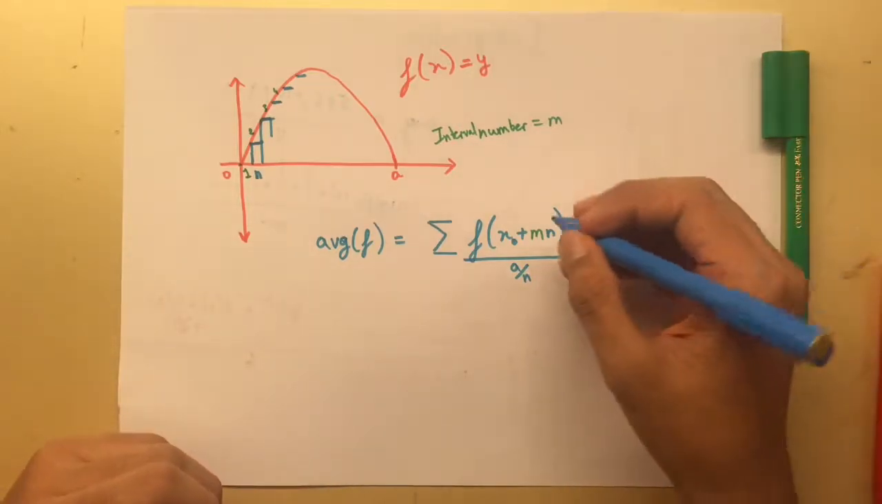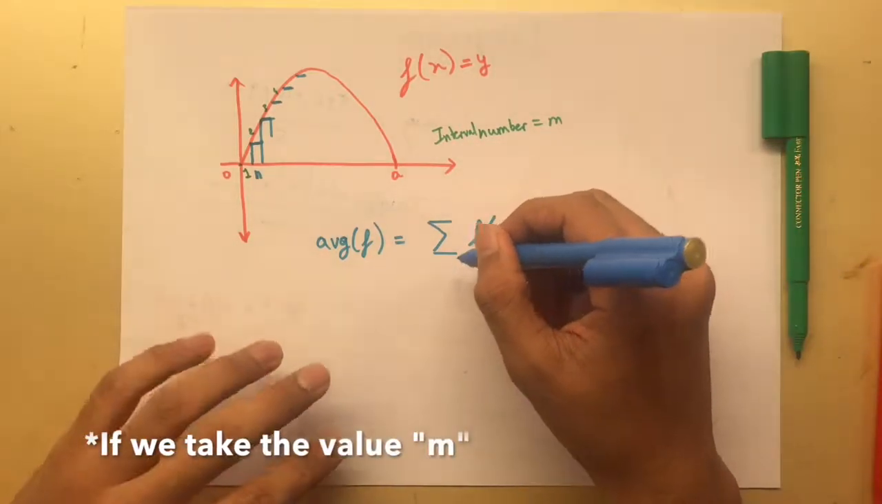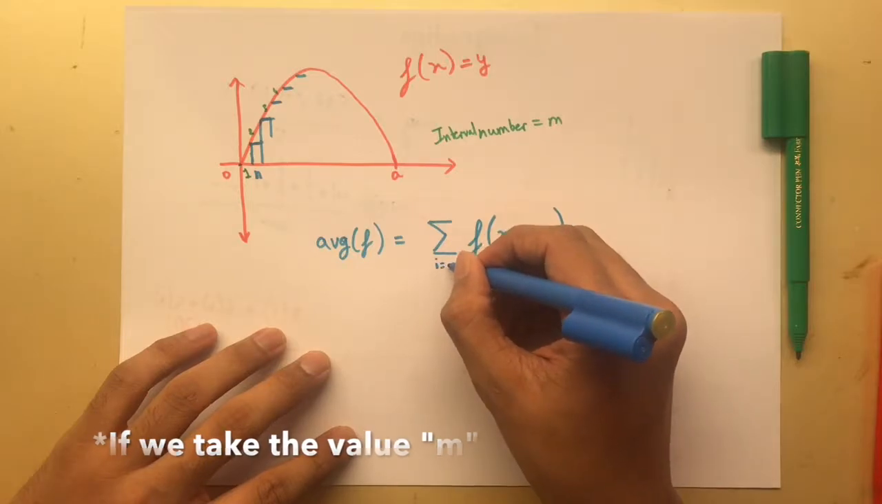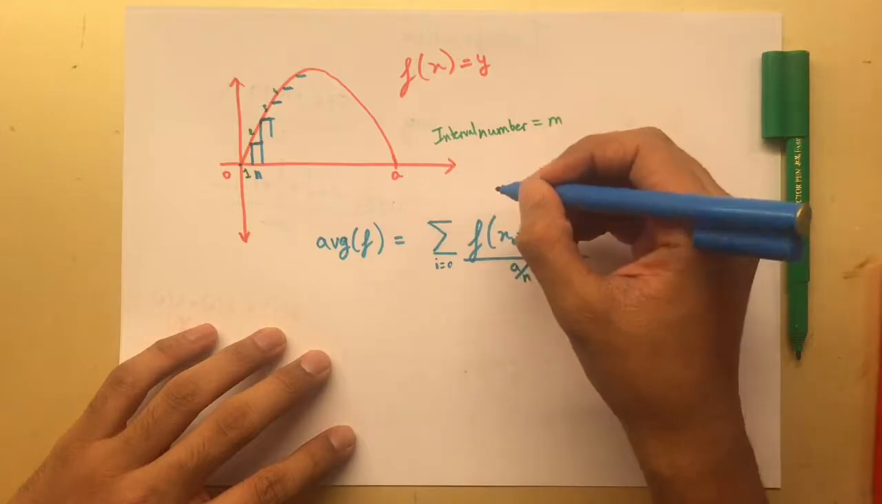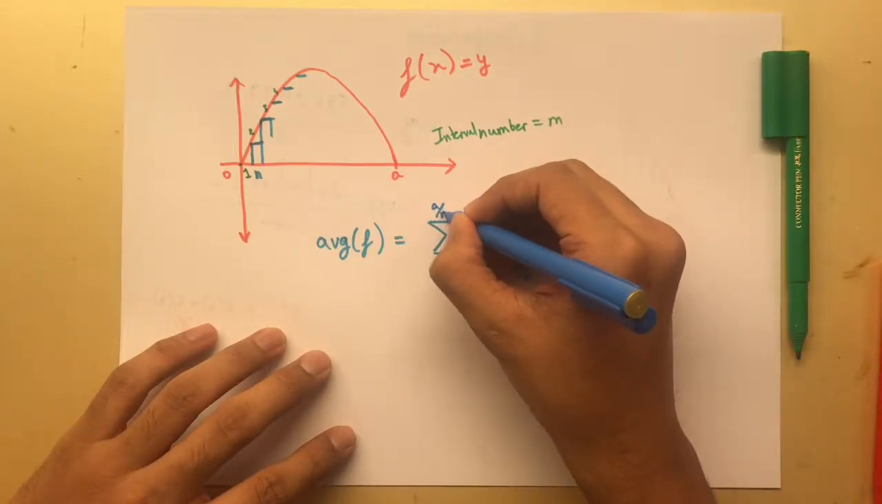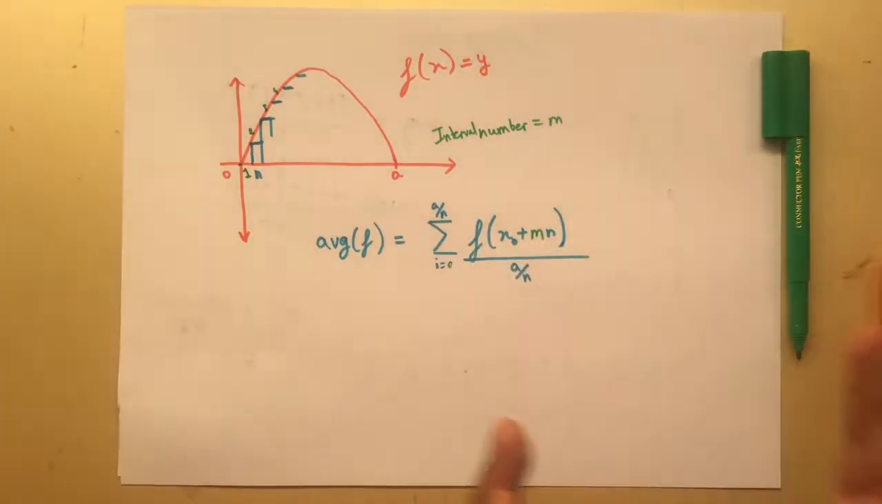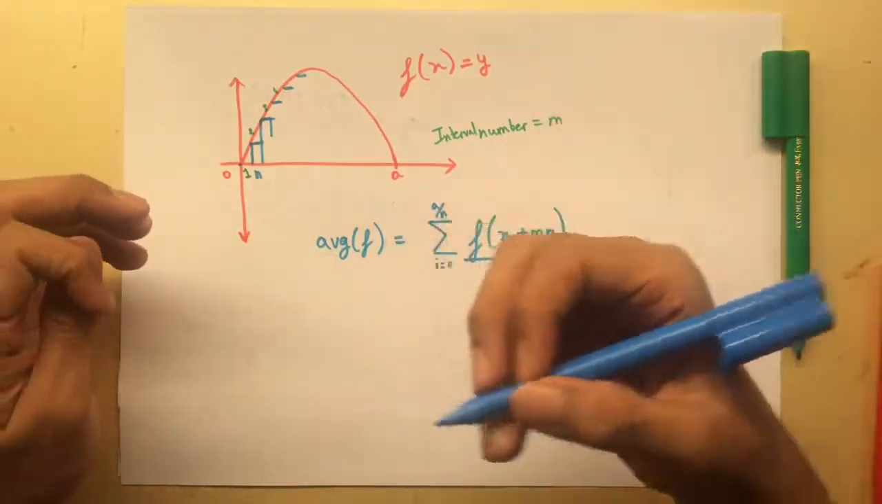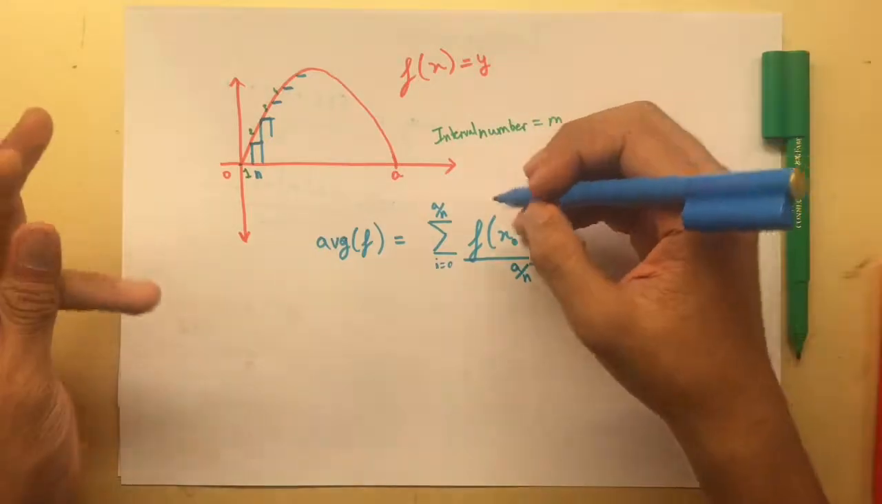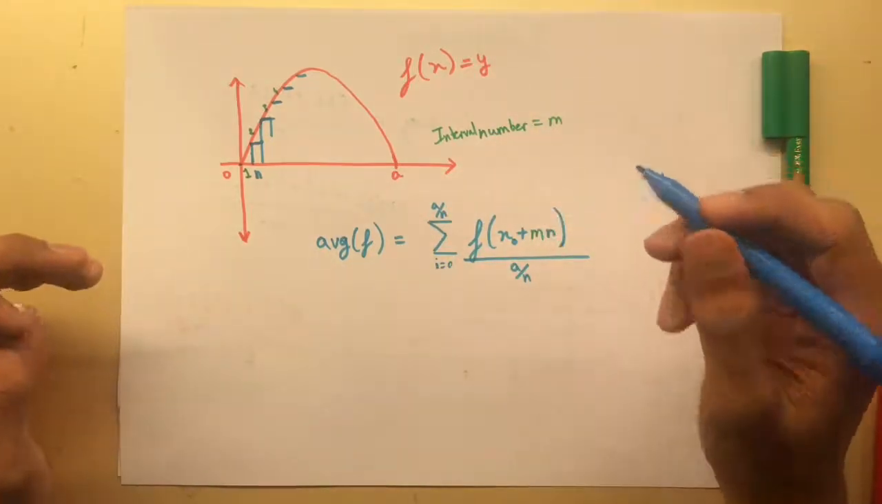which should give us the number of intervals. So what we're doing is, if we take a value i, it should start from i equal to 0 and go on till the a over nth term, because there are a over n intervals between 0 and a. And so we get something like this, which should be the average value of the function.